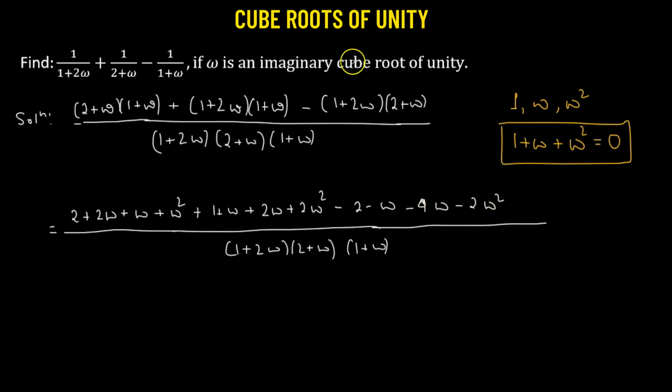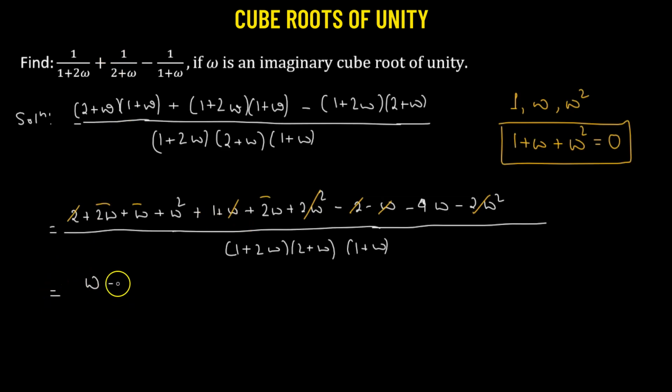There are a couple of terms that will get cancelled out in the numerator. We have negative 2 omega squared and positive 2 omega squared cancelling out. We have negative omega and positive omega cancelling out. Here we have 2 and negative 2 also cancelling out. So now we are left with 2 omega plus omega, which is 3 omega. So 3 plus 2 will be 5 omega. We have 5 minus 4 omega.